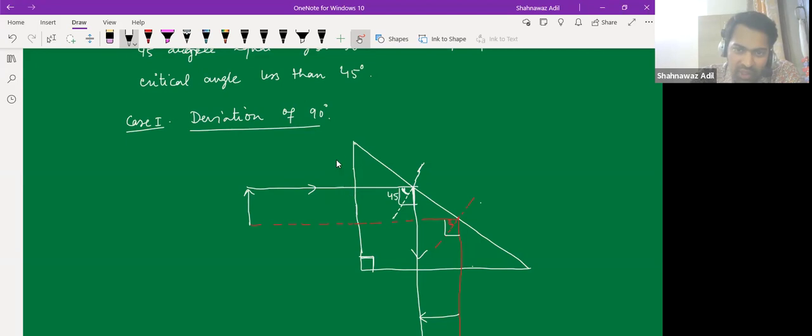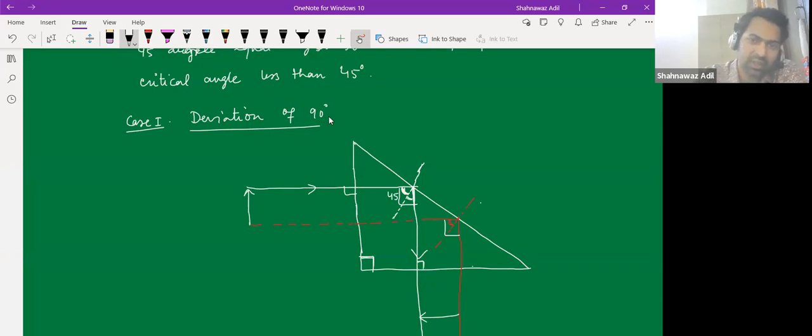When it falls with a 90-degree angle, right, then it will go past this surface, and then at this surface it is making a 45-degree angle. So then it will reflect back with a 45-degree angle. And now in here it is making a 90-degree angle. So it will go with the 90-degree angle, right?